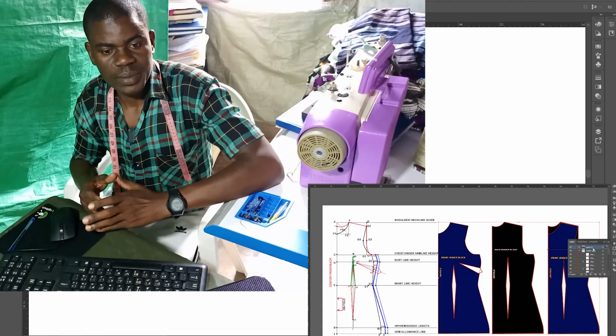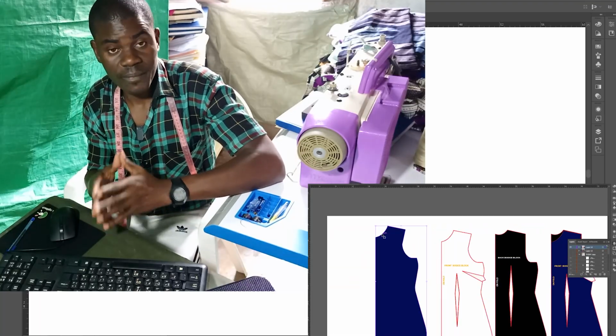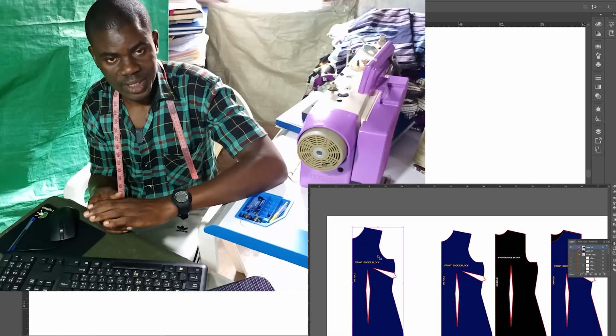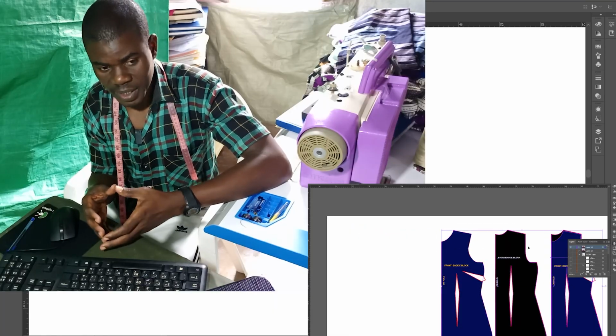How to draft a basic bodice block with dart placement and body calculations for beginners. Ladies and gentlemen, do you know why the basic bodice block is important?